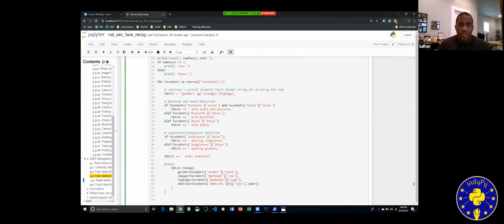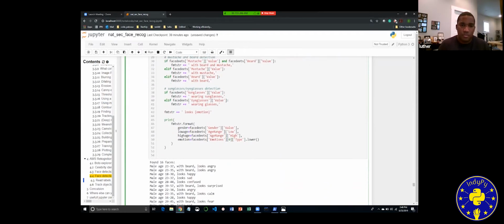We wanna know, is this person wearing a mustache? Do they have a beard? How old are they? Are they wearing sunglasses? All those different things we want to know. We also want to know their gender, their age and age range, and what kind of emotion they are showing. Happy, sad.